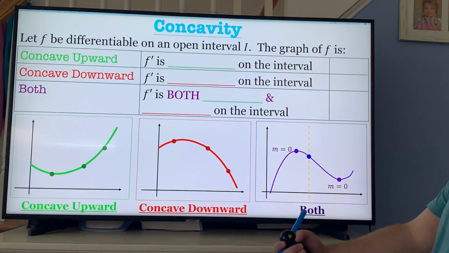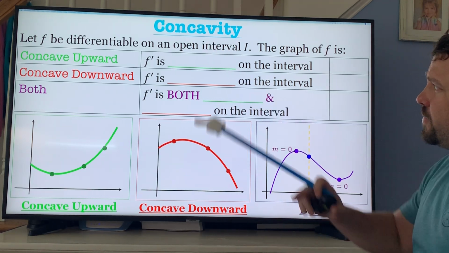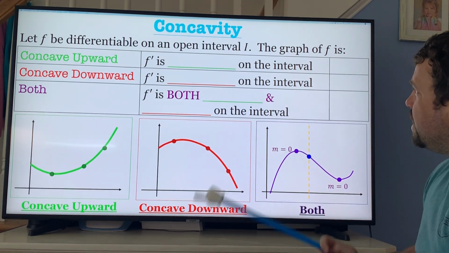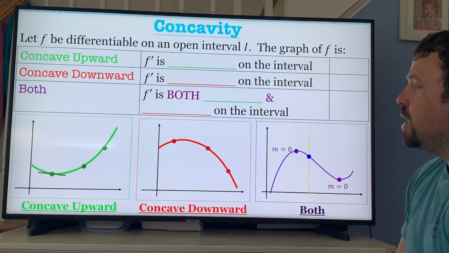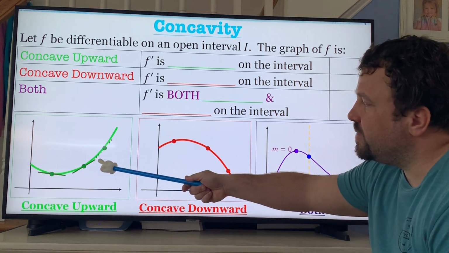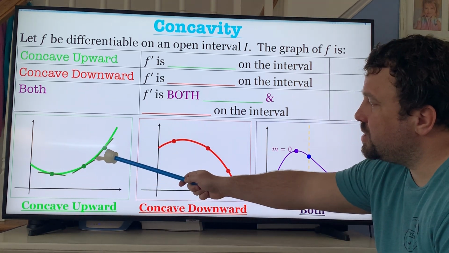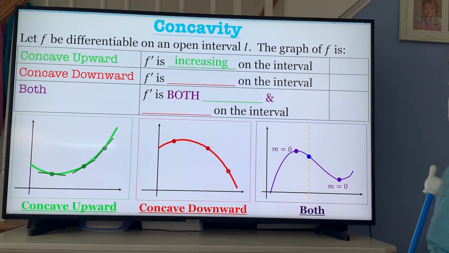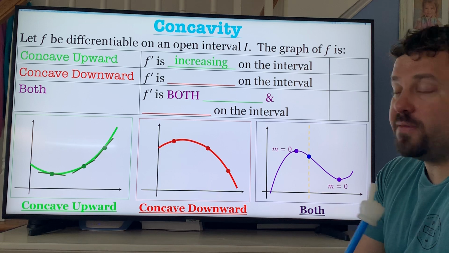Think of it as like a cave. It goes in. f is differentiable on an open interval I, once again. The graph of f is concave upwards. What do you notice is happening here? Look at the slopes of these lines. The slopes go from negative to big positive. The slope is increasing. So if your slope increases on an interval, you have a concave up.